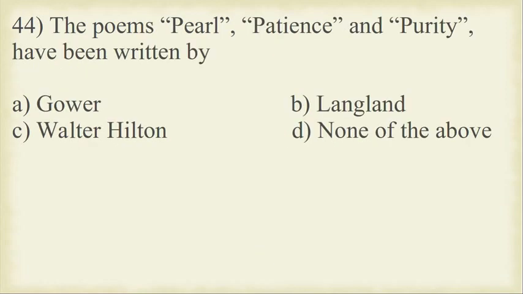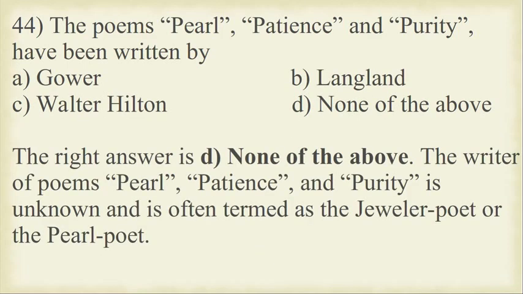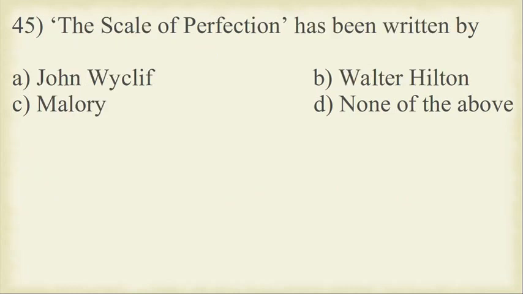Question number 44. The poems Pearl, Patience and Purity have been written by option A Gower, option B Langland, option C Walter Hilton, option D none of the above. The right answer is D, none of the above. The writer of the poems Pearl, Patience and Purity is unknown and is often termed the Juggler poet or the Pearl poet.